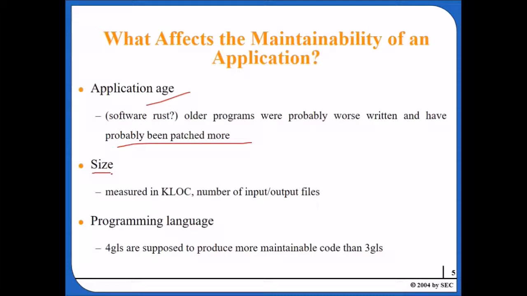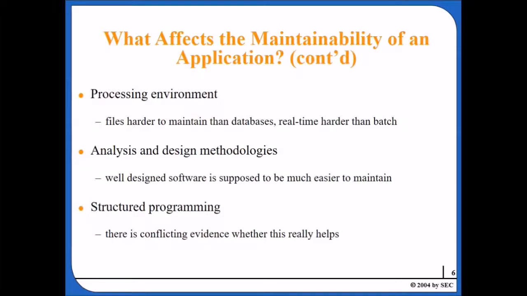As far as size is concerned, which is generally measured in KLOC and number of input-output files, these are the size governing factors. Then programming language. 4GLs are supposed to produce more maintainable code than 3GLs. These are third generation languages. These are fourth generation languages. Then processing environment. Files are harder to maintain than databases, and real time is harder than batch.